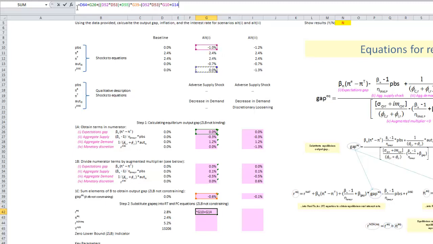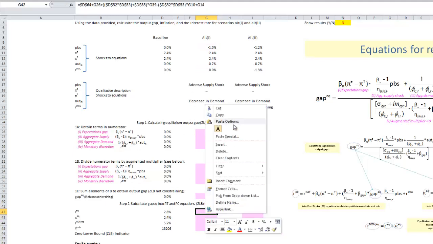So once again, before I press the enter button, I want to fix everything that's a parameter. So that's a parameter there, that's a parameter, and that's a parameter, and that's a parameter, and that's a parameter. All right, and now I'm going to press the enter button, and okay.